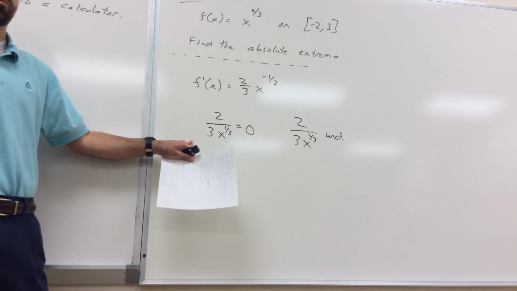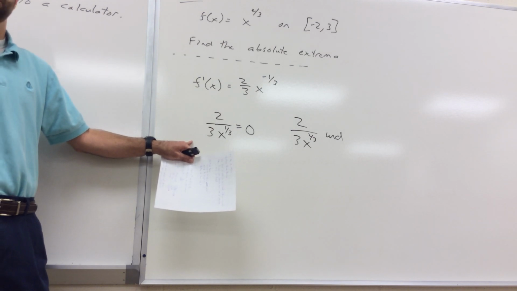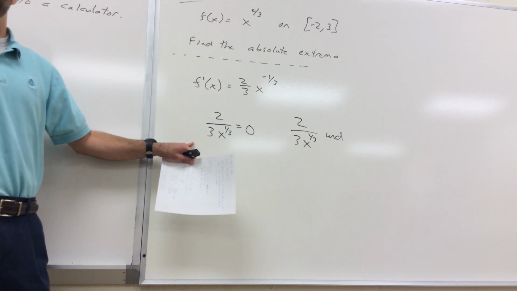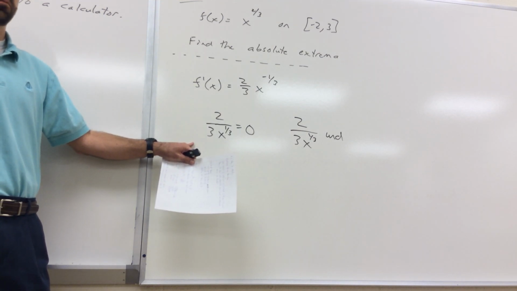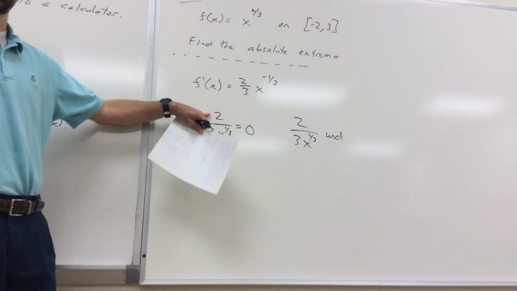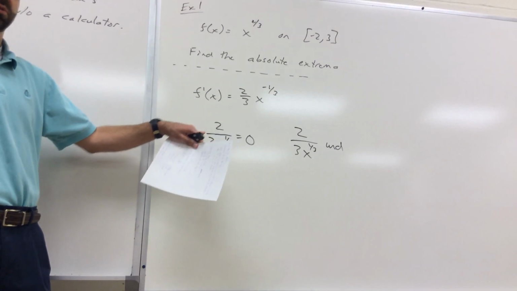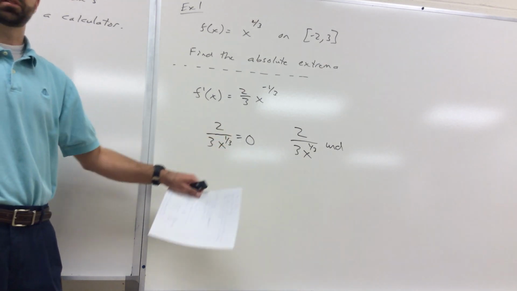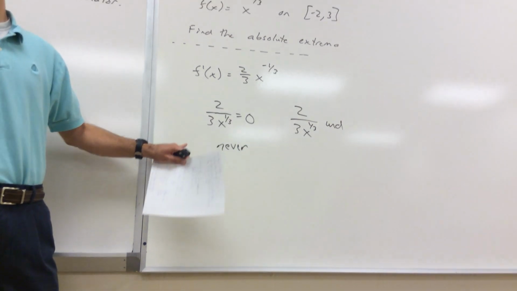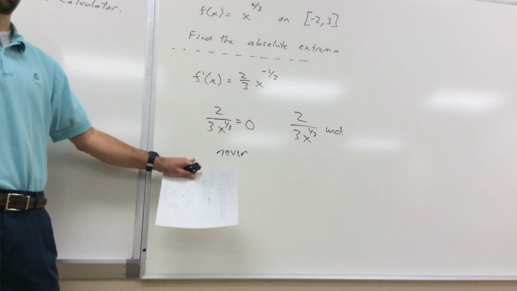So we're in step 1 here, we're looking for the critical values. All right, so when is a fraction equal to 0? When the top is 0, right? A fraction is going to be 0 when the top is 0, because 0 divided by something would come out to 0. Well, this top can never be 0, because it's 2. So this fraction can never be 0. So there's no critical values occurring from the derivative being 0.